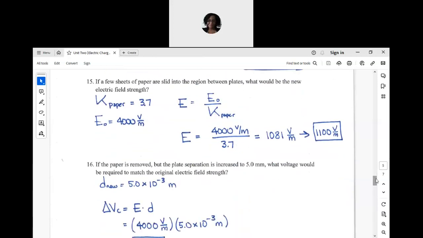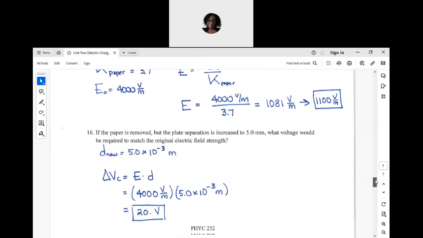15, if a few sheets of paper are slid into the region between plates, what would be the new electric field strength? The kappa value for paper is in a table in our textbook. That's not something I'd expect you to know on your own, so I would give it to you unless you were calculating it. So that's 3.7. So the electric field inside of the capacitor now is going to be weaker because of the presence of that dielectric. 4,000 volts per meter divided by 3.7, that is a unitless quantity. Now we have 1,100 volts per meter.